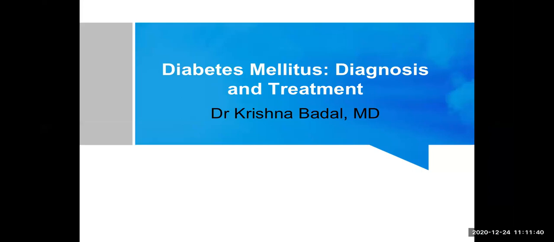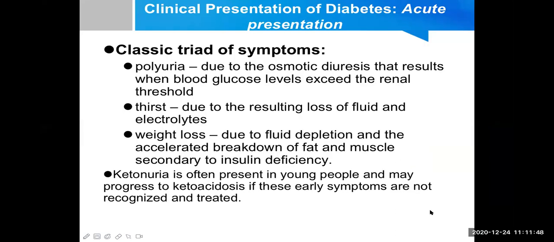How we diagnose and treat diabetes mellitus. This is a bit of clinical discussion now. All of you, please focus here and mute yourself. How does a patient of diabetes present clinically? Let's start with that, and then we go to the lab diagnosis. So what are the signs and symptoms of a patient of diabetes?